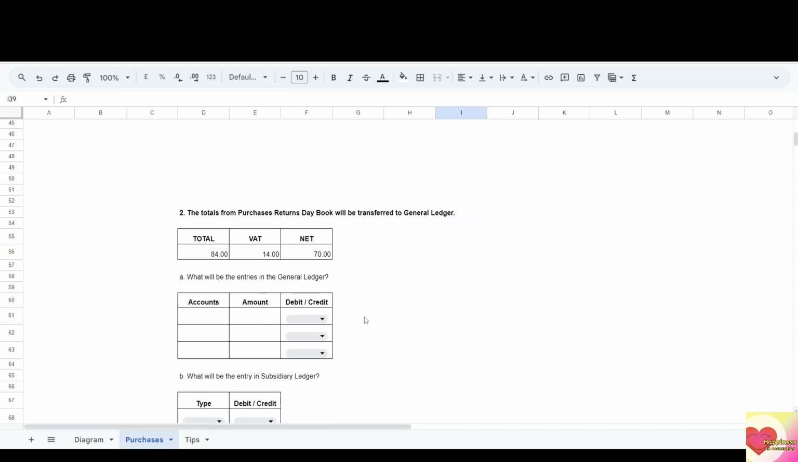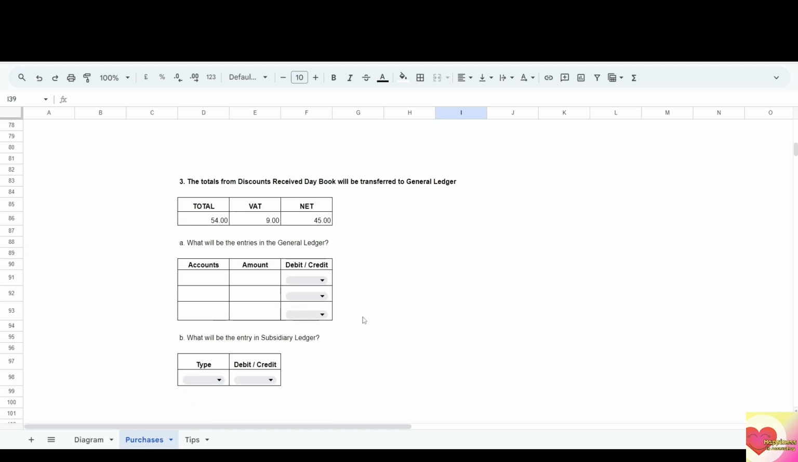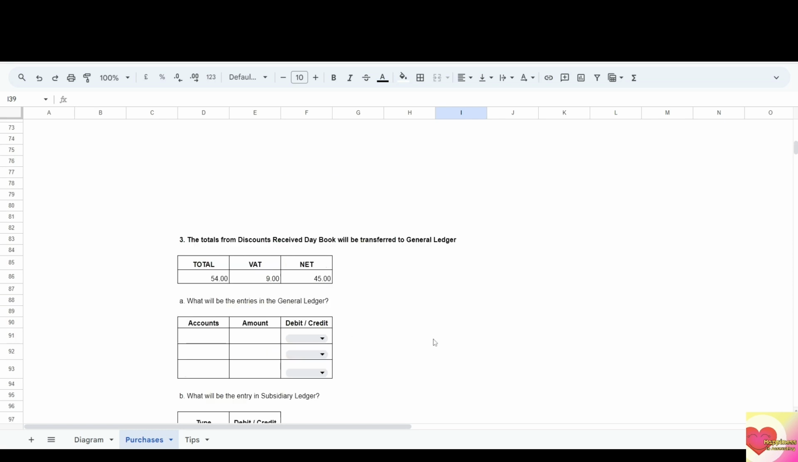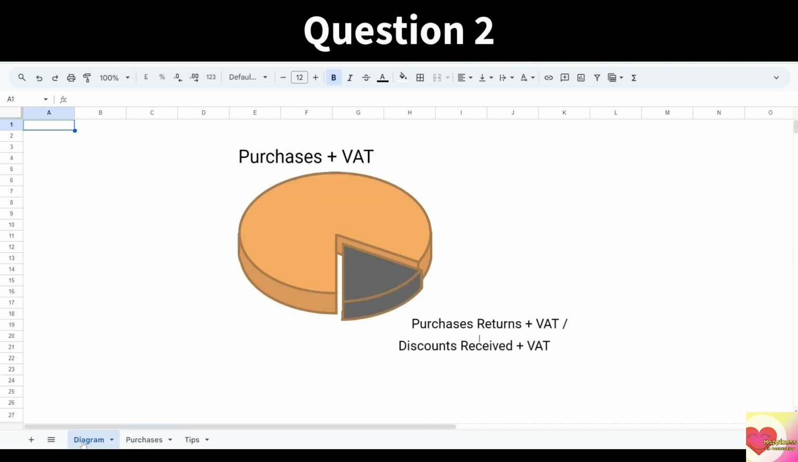Next, we have two more questions. It's transferring from purchases returns and discounts received daybook to the general ledger. Just like what we did in the previous video, in answering these practice questions, we will use a diagram. So this whole pie represents the purchases plus VAT, and this black slice here represents the purchases returns plus VAT, or discounts received plus VAT. I put them together in one slice because their effect to our purchases is just similar.